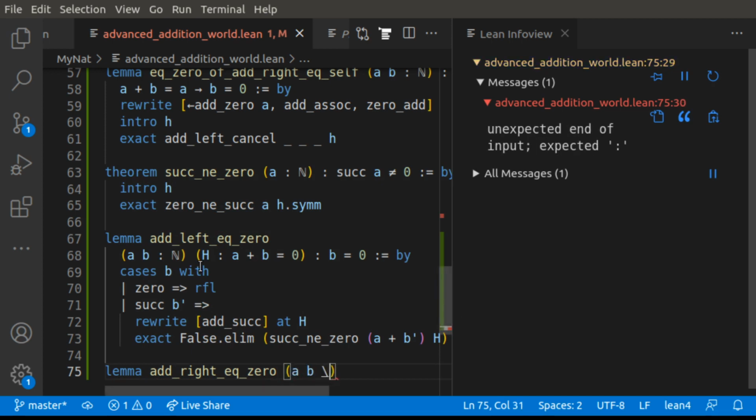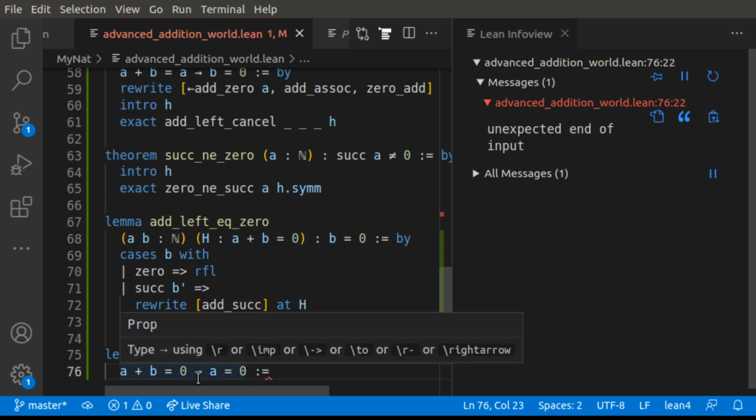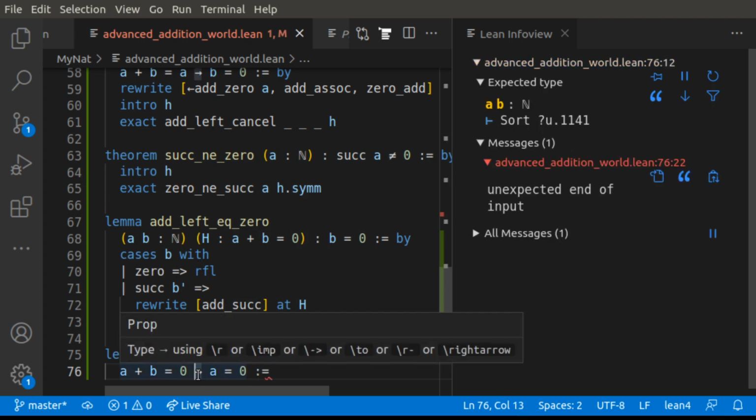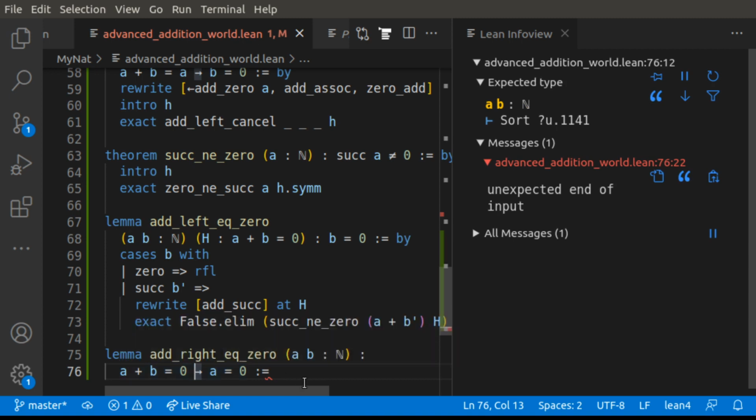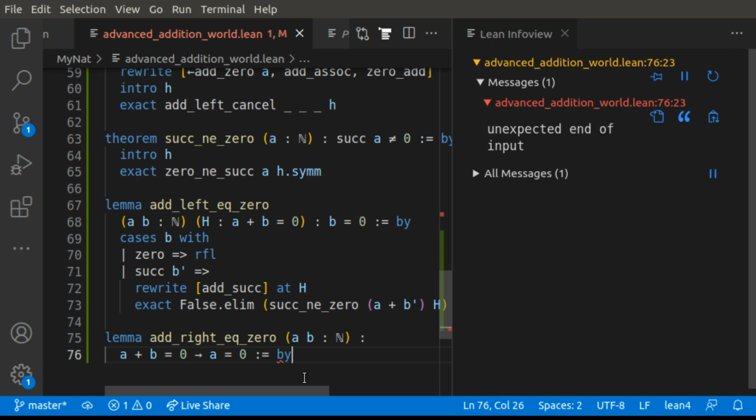A, B, defined to be natural numbers. And we want to prove A plus B equals 0 implies A equals 0. So the other way, okay. Implies, maybe implies is the wrong thing to use. I guess, yeah, okay, well, it doesn't, that's one of the potential possibilities.